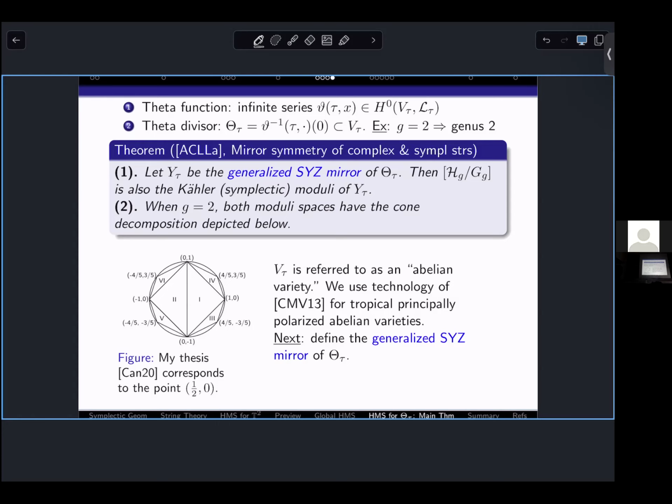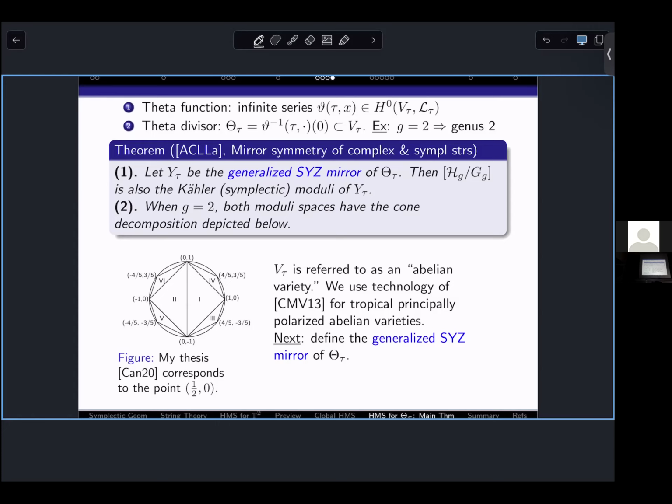So the cone decompositions, this is a different type of mirror symmetry than homological. It's mirror symmetry of the structures, the cone decomposition of the complex structures and the symplectic structures. So those are actually mirror to each other. So in my thesis, I did HMS for this one genus 2 curve right here. Okay. Can you explain these sectors in the picture again?